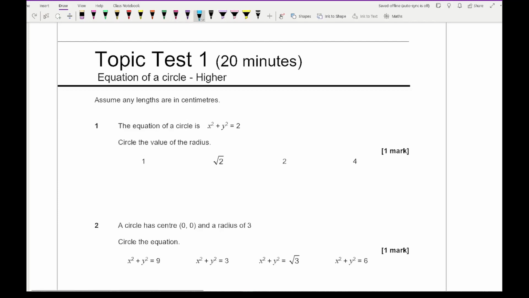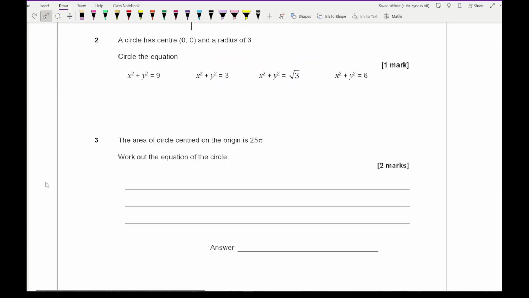Now the key thing to remember is that this value here is the radius. Well, actually it's not the radius, that represents r squared. So if r squared equals 2, r is going to equal the square root of 2, which is this value here. Now you don't need to worry about plus and minuses, because obviously radius represents length and you can't have negative length. Looking at question 2, it says that the circle has a centre of 0, 0 and a radius of 3. Circle the equation.